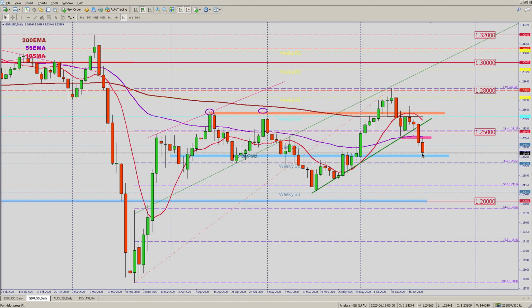And continued lower on the Friday, right to the monthly pivot at the 123.40. So now that's sitting on a major support zone, and if it does break further, it's going to target the 38 pip retracement of this swing move up here.